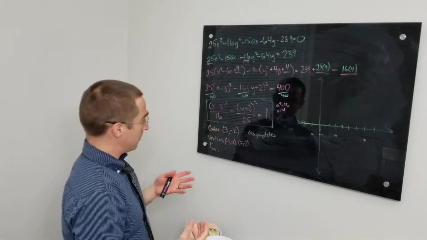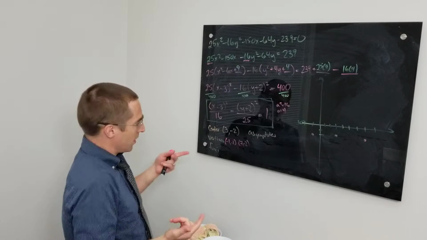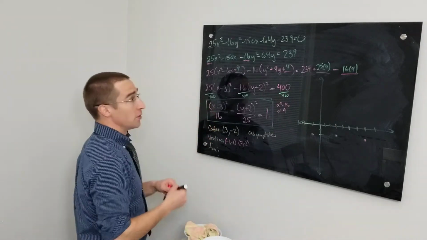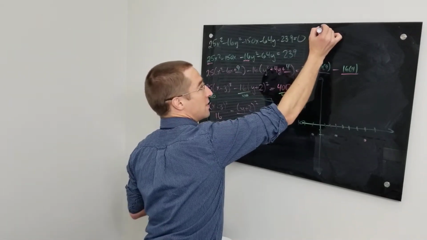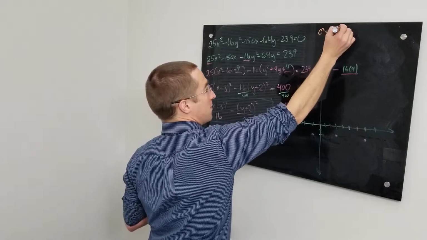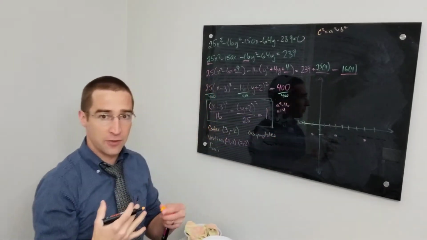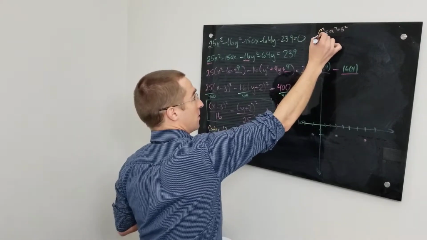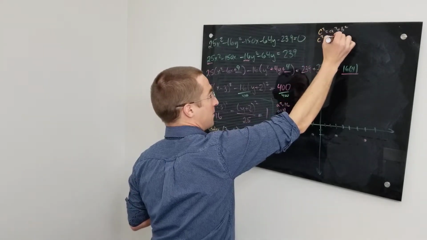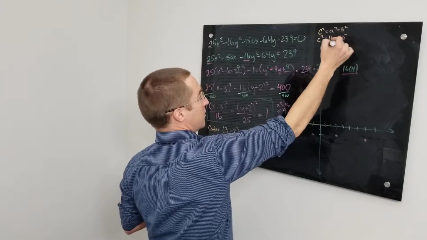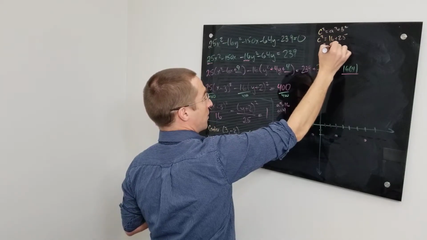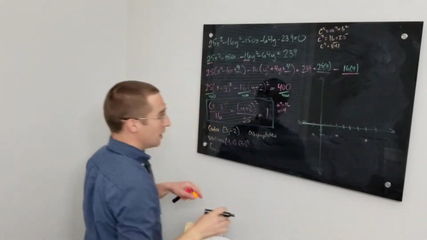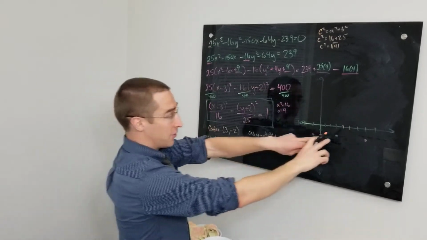To find the foci, we're going to use the fact that c squared equals a squared plus b squared. That's the relationship between a, b, and c for a hyperbola. So c squared equals 16 plus 25, which gives me 41. So c equals the square root of 41, and it's going to be to the right and left from the center.